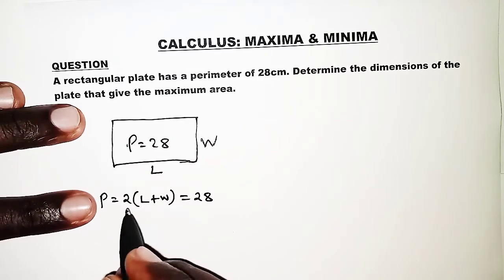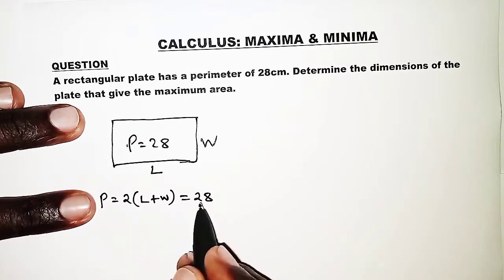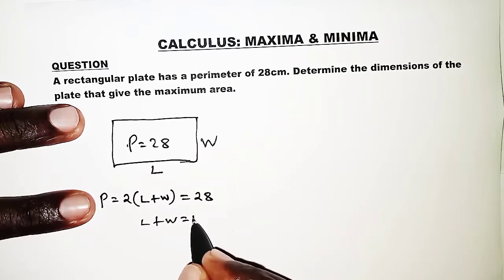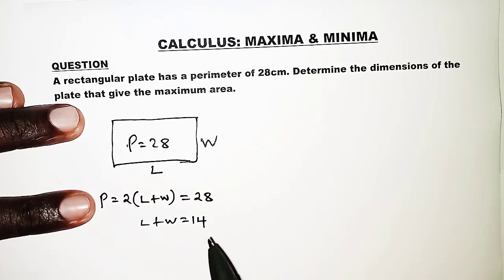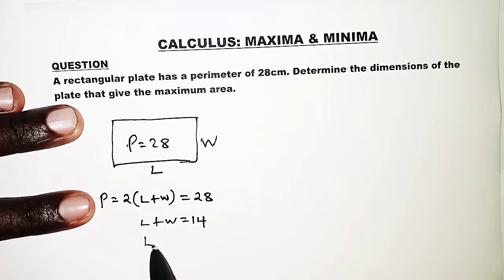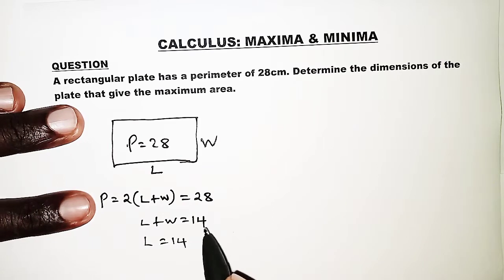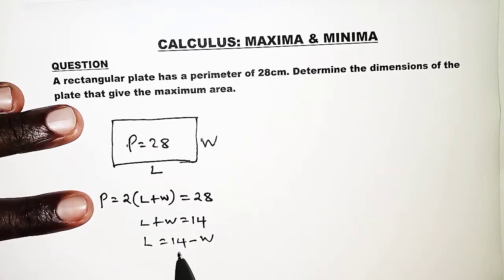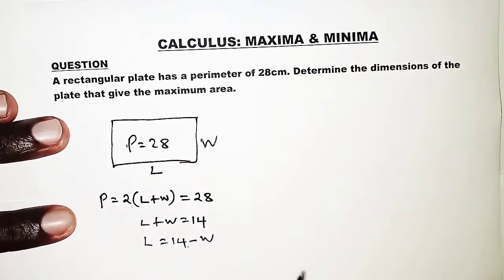First of all, we are going to divide both sides by 2 so that we have L plus W is equal to 14. From there, we say L is equal to 14, so W comes to the right hand side, so we have 14 minus W. So L has been expressed in terms of W.